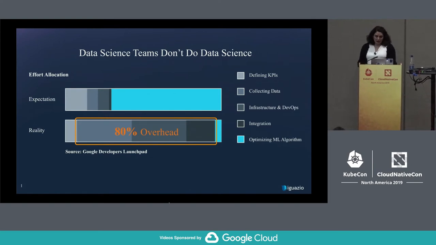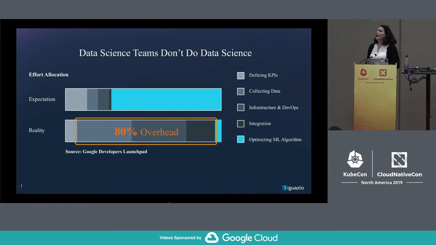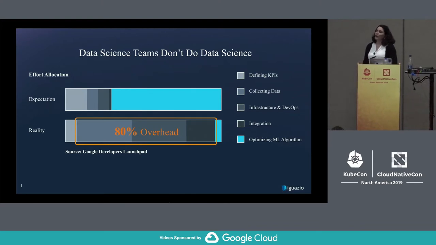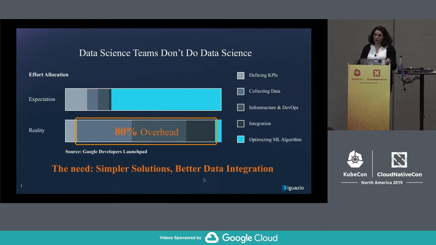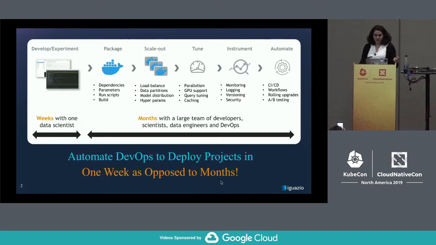This is a slide taken from Google, but we held last month an MLOps conference in New York, and we heard the same problem coming up from most of the participants and attendees. So it is a very acute issue with MLOps at the moment. So we need to find a simple solution for better data integration and automation.